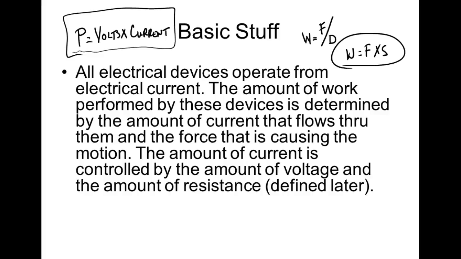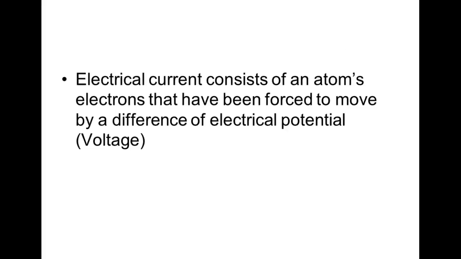The amount of current is controlled by the amount of push and the amount of resistance. And we're going to look at resistance here in a minute. Are we okay? We're okay so far. Electrical current consists of an atom's electrons that have been forced to move by a difference of electrical potential.